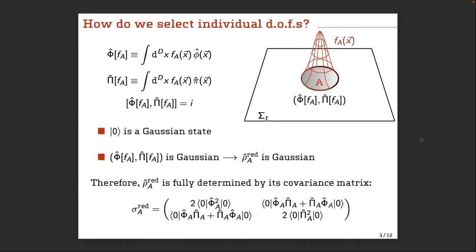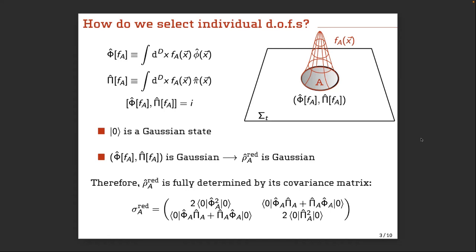So the first thing I want to tell you is how we select these degrees of freedom. Since we are talking about free theories, I can either use the covariant formalism I presented before, but I can also use one that, in my opinion and for my purpose, is a bit more convenient, which is basically using the canonical formalism and defining a single degree of freedom of the field by taking two operators, a field and a momentum operator, smeared with corresponding smearing functions that, for simplicity, I'm choosing to be the same.